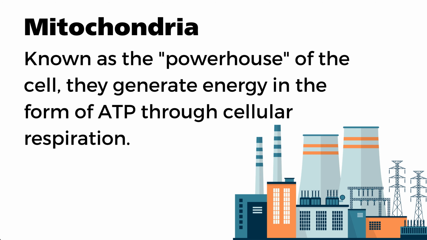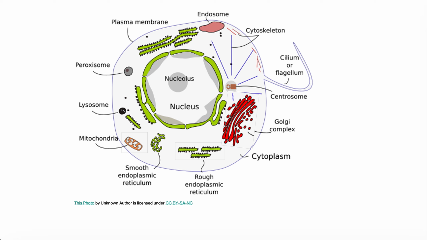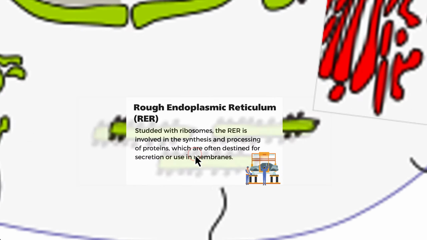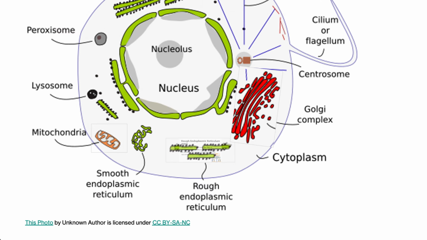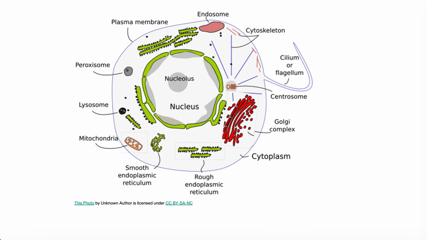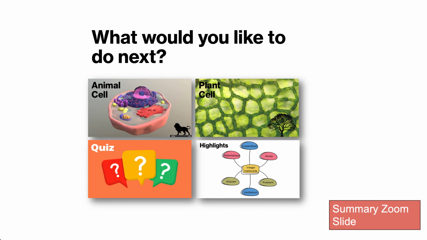When the teacher clicks on the mitochondria slide, PowerPoint returns the slideshow to the slide that has the diagram of a typical animal cell for learners to choose another organelle to learn about. So we could choose rough ER next. When I click on that, again it goes to a slide that describes what the rough ER does, and then it returns to the diagram of the animal cell. And when you are finished with the animal cell section, you will return once again to the summary zoom slide.